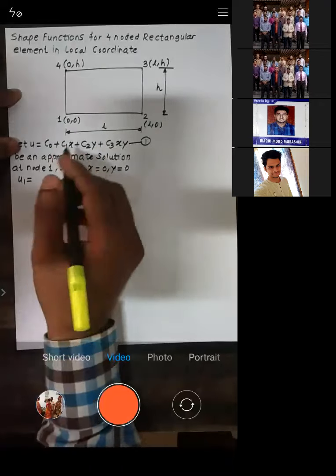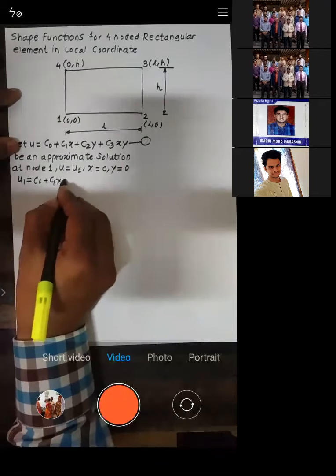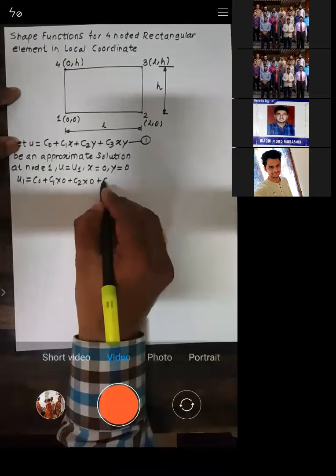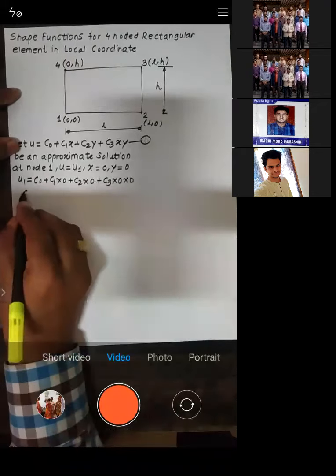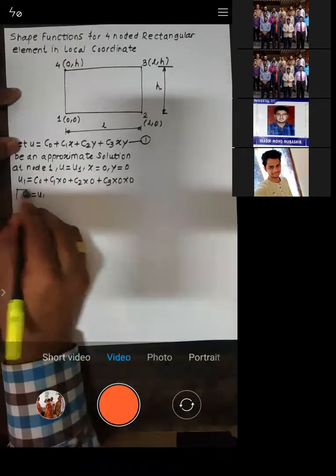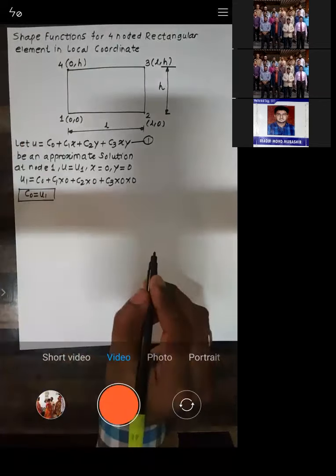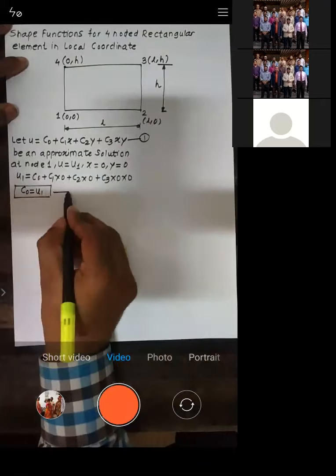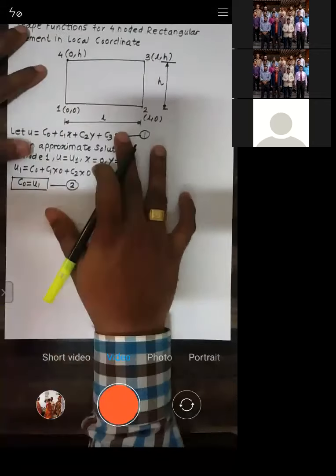Similarly, I will put the rest of the values. X is 0, so this is C0 plus C1 into X, which is 0, plus C2 into Y, which is again 0, plus C3 into X, which is 0, and Y is 0, right? So if you put all those values, what value of C0 will you get? You will get its value as U1. Is it okay? Yes, sir. Okay, so let's call this equation number 2. So we have calculated one constant.